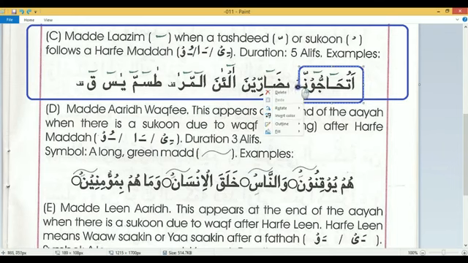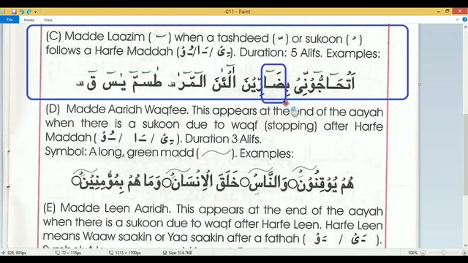Okay, so we have 2 madde lazim in this example, one on top of ha and the other one on top of jim. So ha and jim, both of them we have to stretch the length of 5 alifs or 5 standing harakas. Now the next example is dal. We have a madda letter and it is followed by a shadda, so we have to stretch it the length of 5 alifs, or 5 standing harakas.